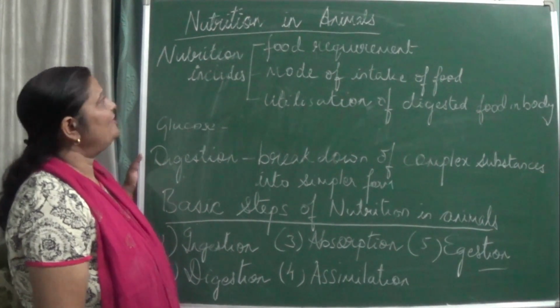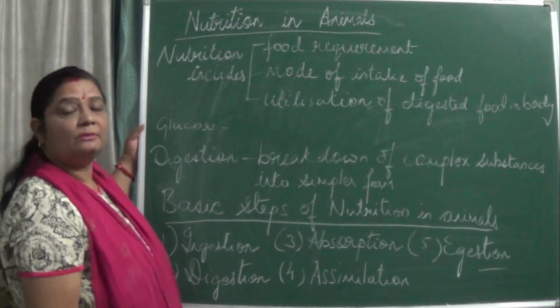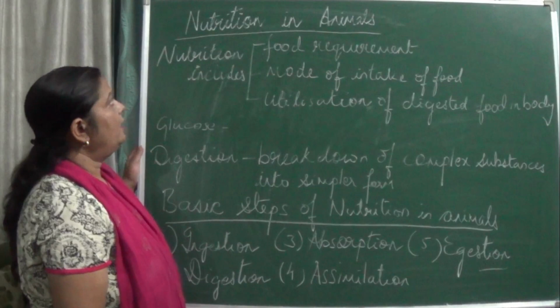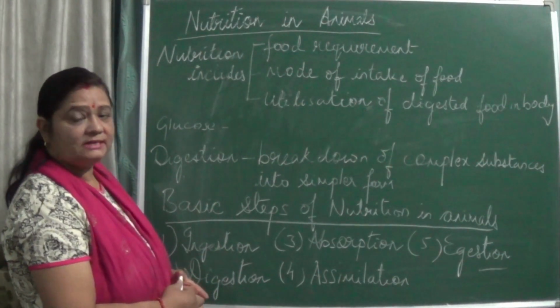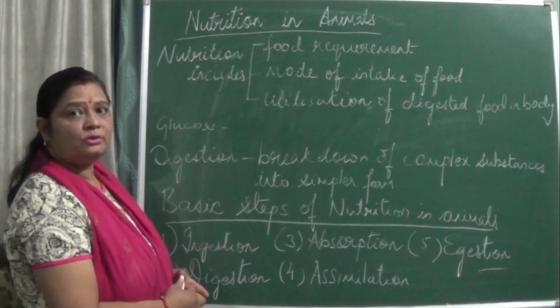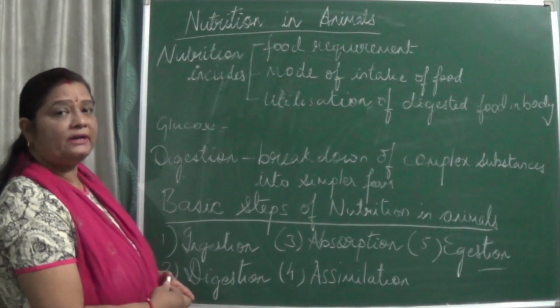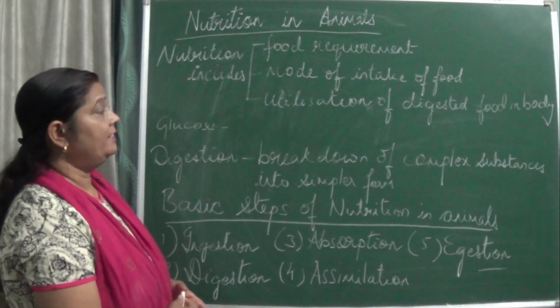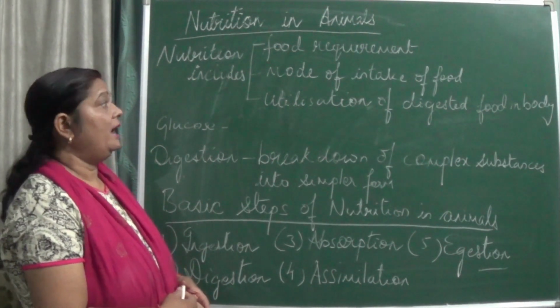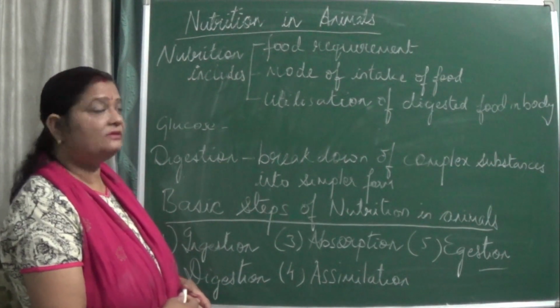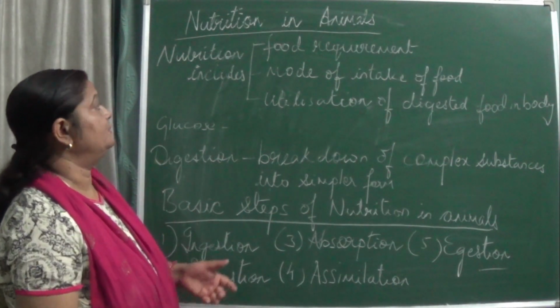Hello students, today we are going to start the chapter Nutrition in Animals. We have studied in the previous video the nutrition in plants, and that was what? Plants are autotrophic in nature, isn't it? They can prepare their own food, isn't it? They can prepare the simplest form of the food, that is the glucose, and they can carry out their life activities. But what about the animals?